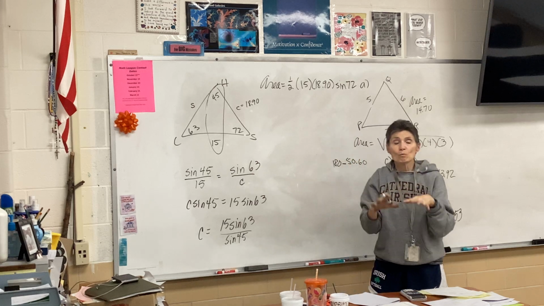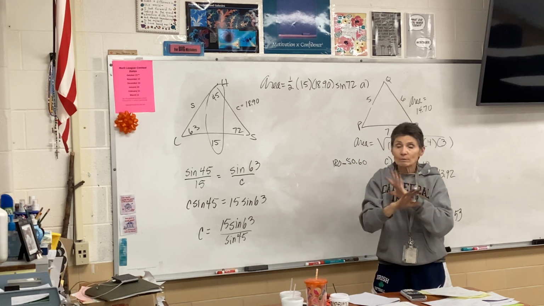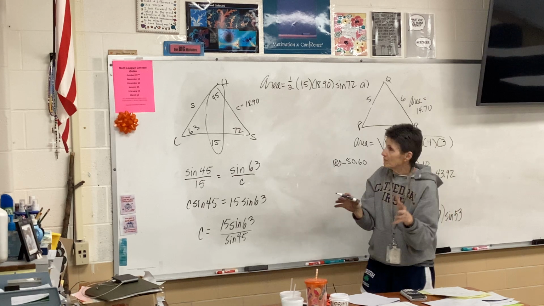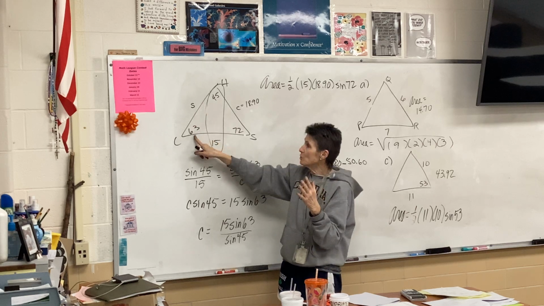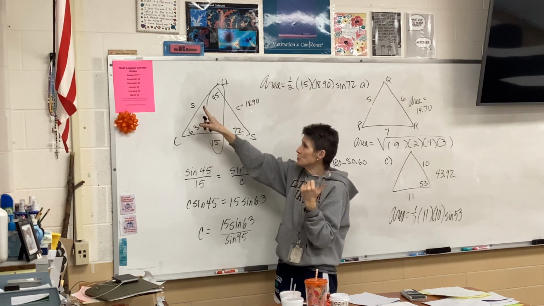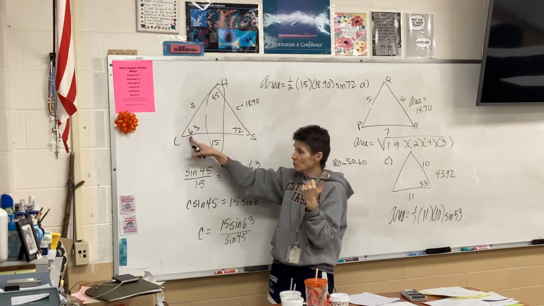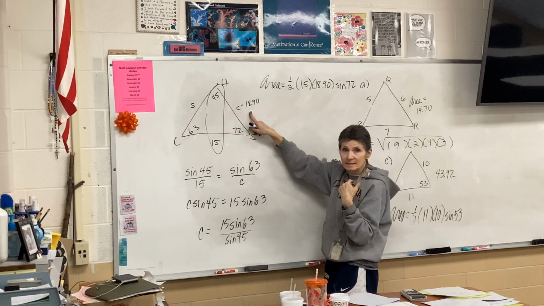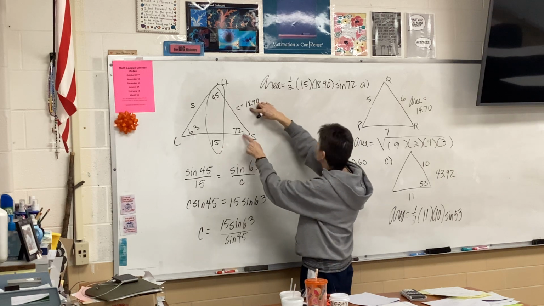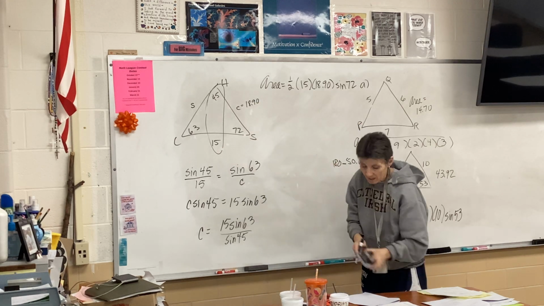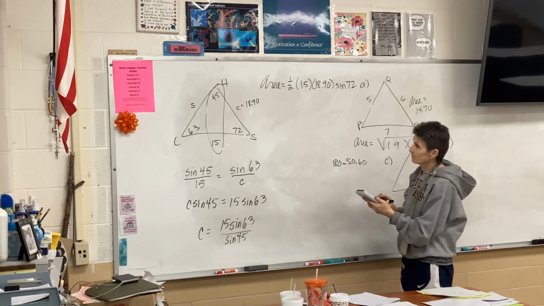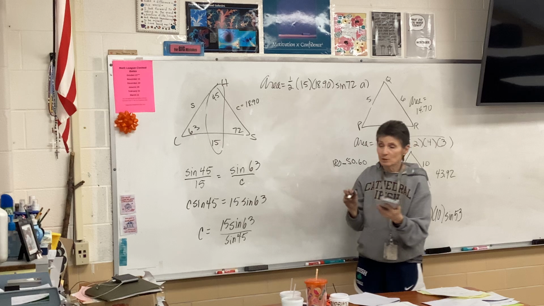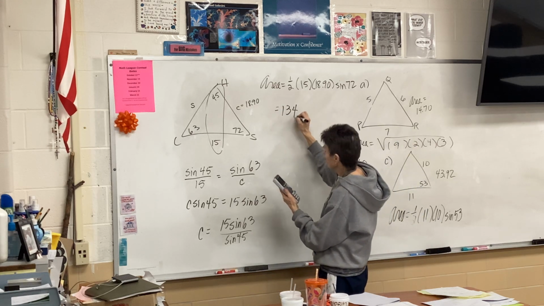Sometimes kids use the wrong angle. I don't care which side you found. If you found side S, that's great. But if you found side S, then you have to use angle 63 because you would be using this and this. I found side C, so I'm using this and this, so I'm using 72. So my area is hopefully the same as yours, 134.81.